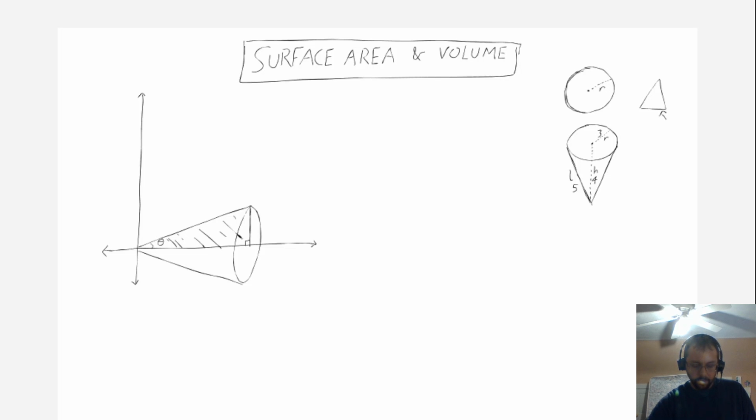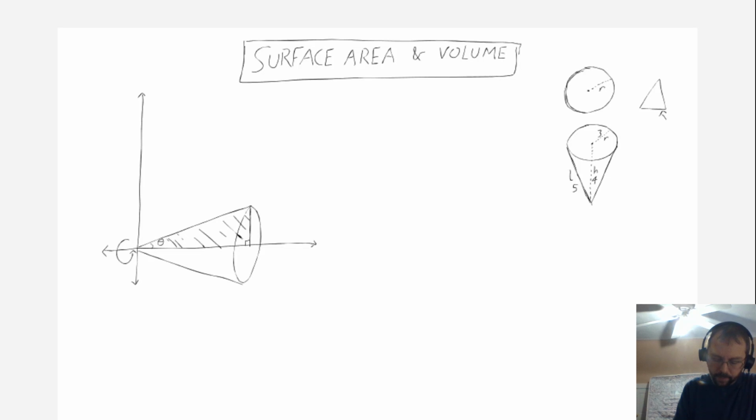So this right triangle, if we take that right triangle and we rotate it 360 degrees around the x-axis, rotating it around the x-axis like that, we would make our cone. The shape that would be traced out by that rotation would be our cone shape. So we're going to play with that idea.